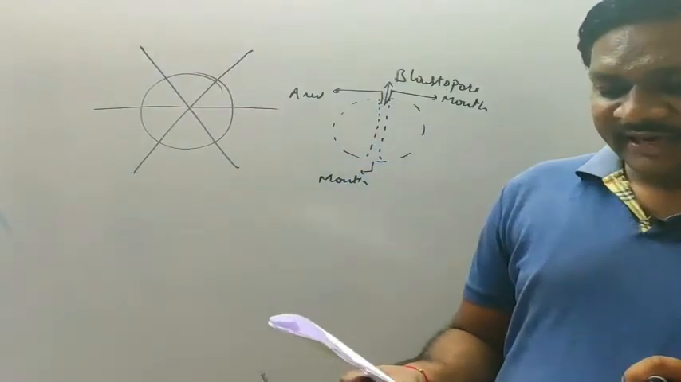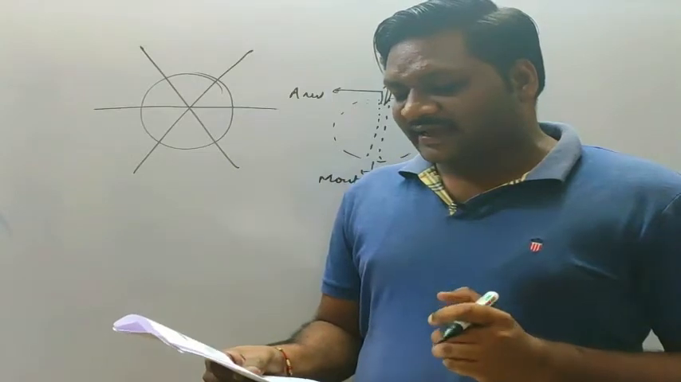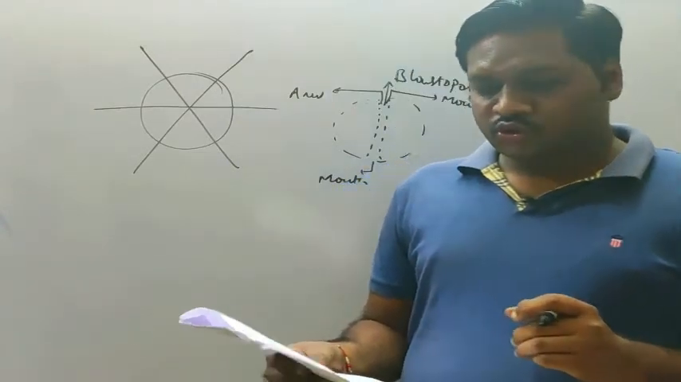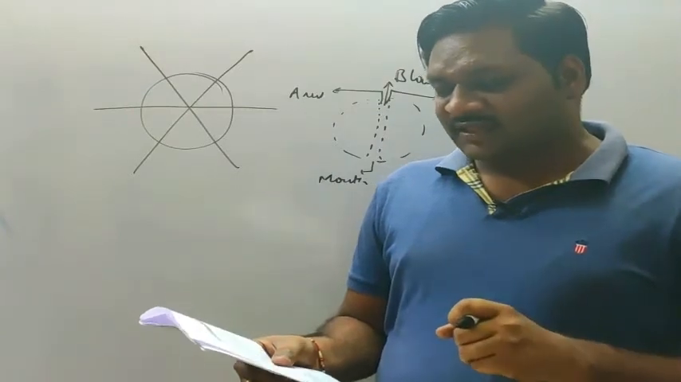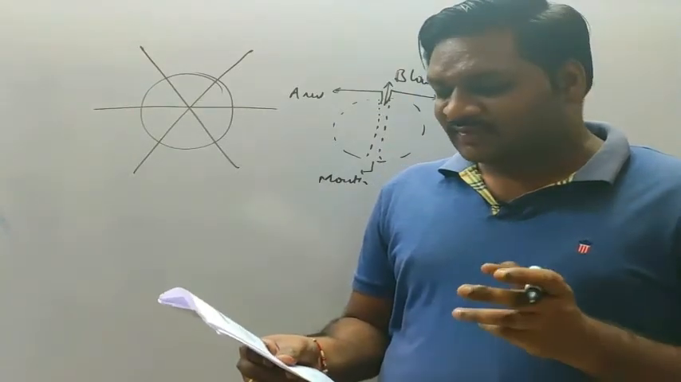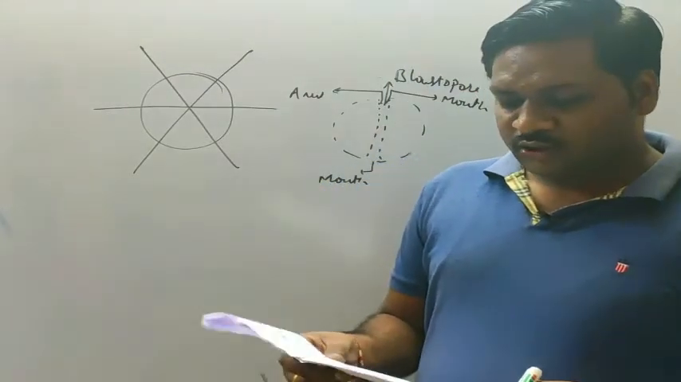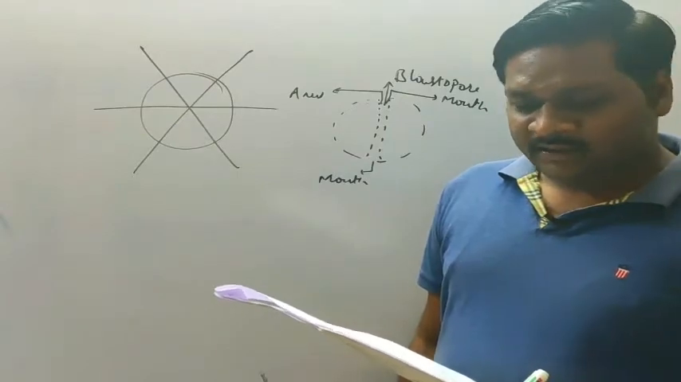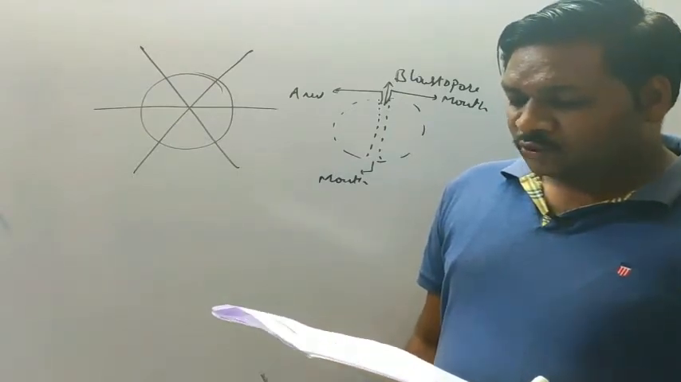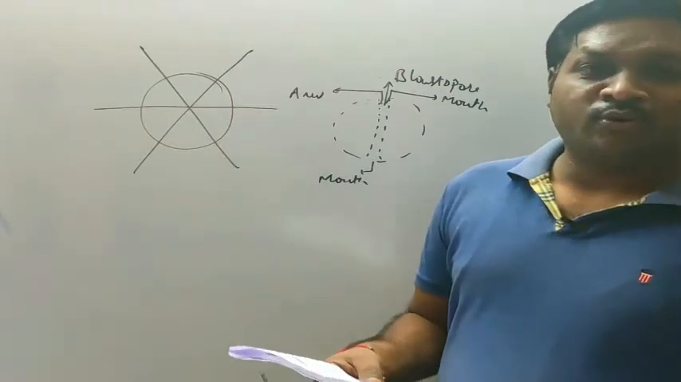Then question number 103, the common trait between amoeba and leukocyte is. What are the common characteristics between these two types of cells? Amoeba is a unicellular organism and leukocyte is a WBC, white blood cell. The options are given: nervous system, pseudopodia, sporulation and contractile vacuole. So the correct option for this is pseudopodia.